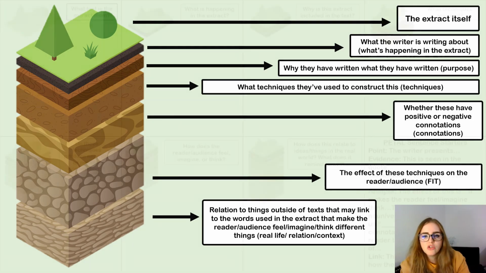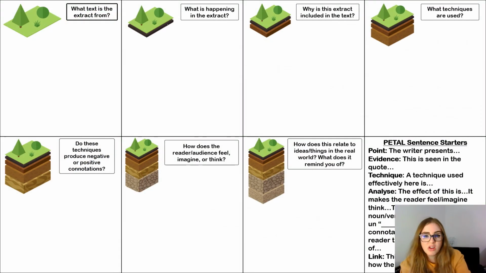I strongly suggest, and this is it in sheet form, that you have a go at picking out an extract from Romeo and Juliet, for example, or A Christmas Carol, and have a go at analysing it using this soil analysis. Okay, thank you very much.